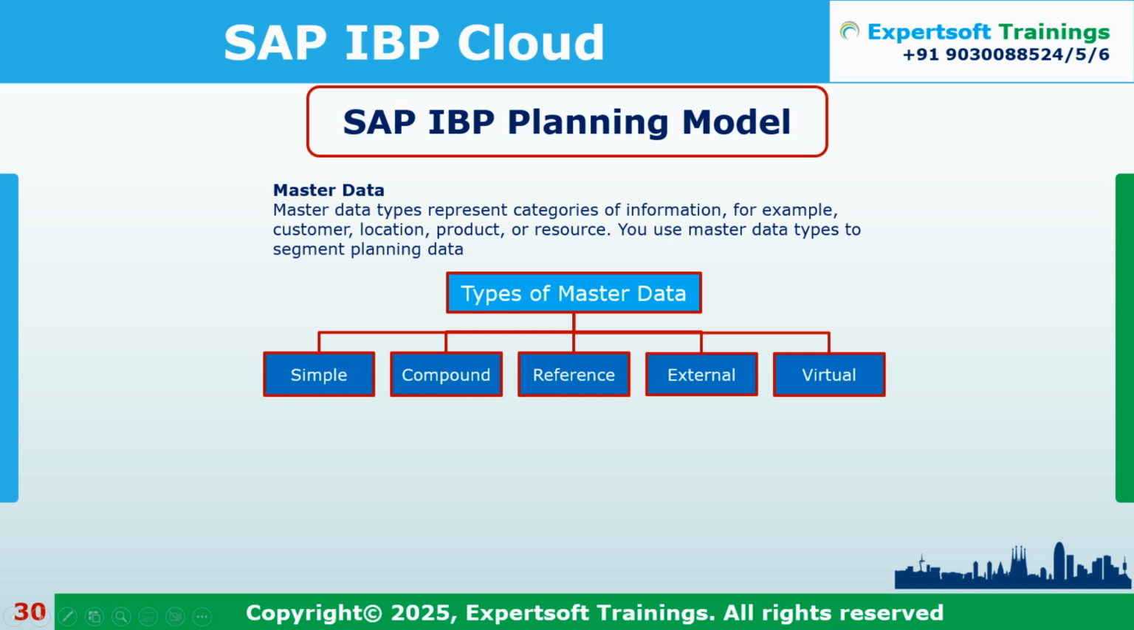But when you create a master data with the external type, it has to come from the source system only. Manually, you can't key in the data. This data comes from the data source of the source system. You don't have the flexibility to key in the data manually. That is called external master data.